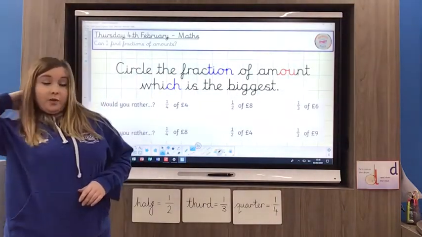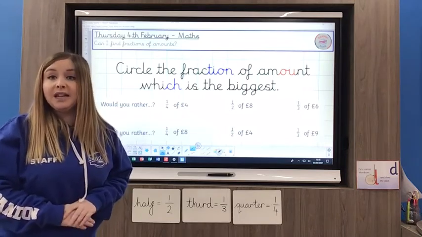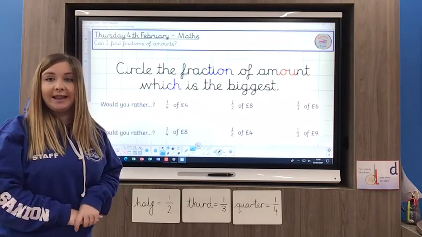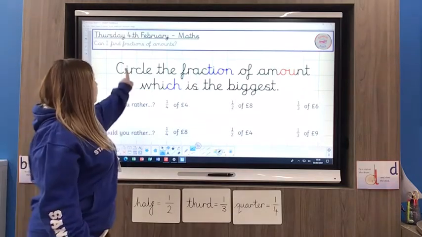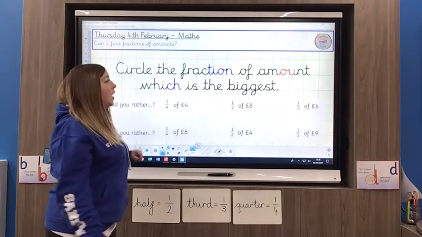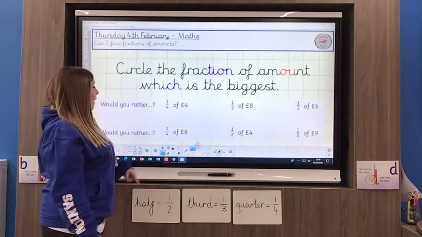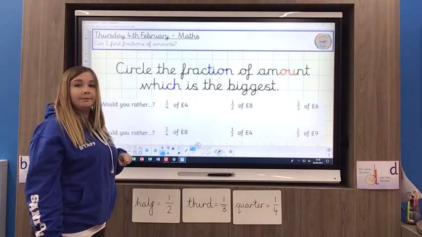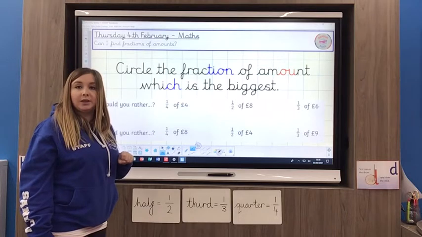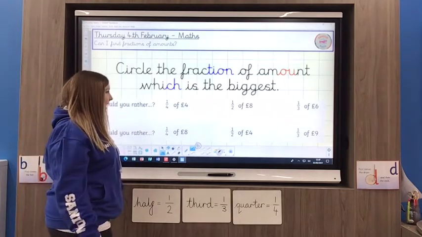Okay, so well done for having a go at those 2 questions. And now I've set you a bit of a tricky challenge. Do you think you're up for it? And it says to circle the fraction of amount, which is the biggest. So we've got to figure out what 1/4 of 4 is. So we're going to count in fours until we get to 4. 4. So I counted 1 time there.